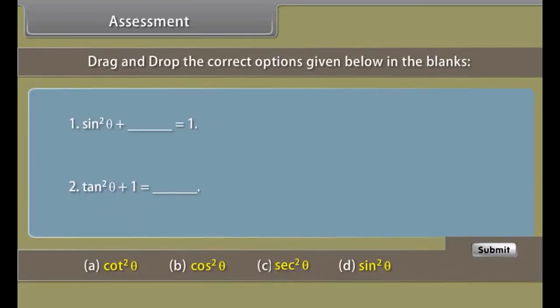Assessment. Now it's time for an activity. Drag and drop the correct options given below in the blanks.